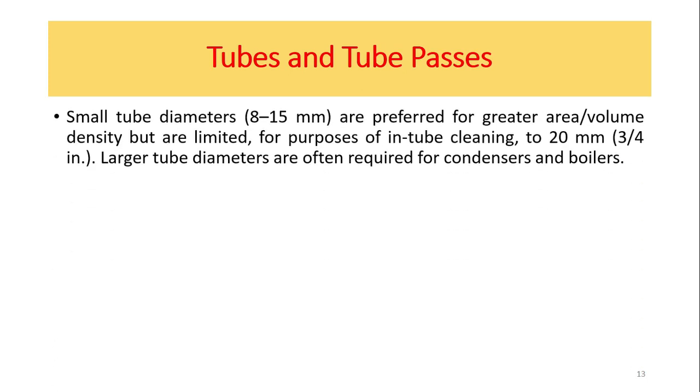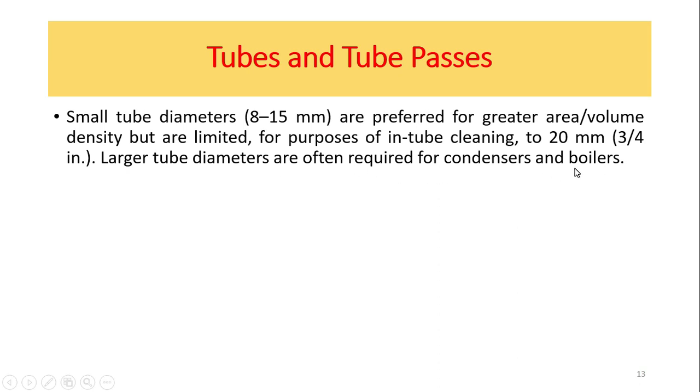So the next is the small tube diameters. Small tube diameters from 8 to 15 millimeters are basically preferred for a greater ratio of area to volume density. But for cleaning purposes, we have to use up to 20 millimeters of tube diameter, right? In millimeters in diameter. In inches, it could be 3 by 4 inches. So larger tube diameters are often required for the condensers and the boilers.